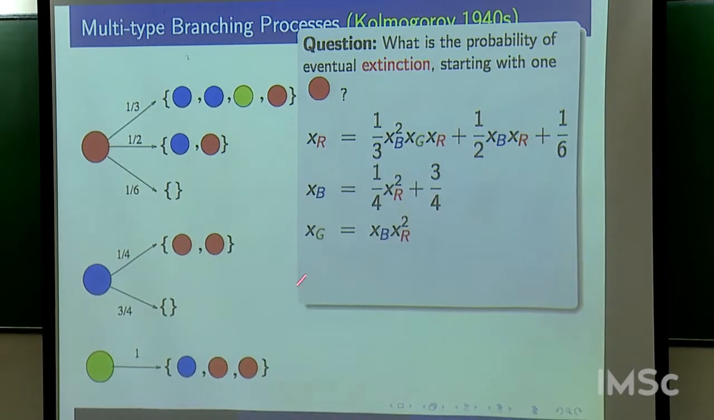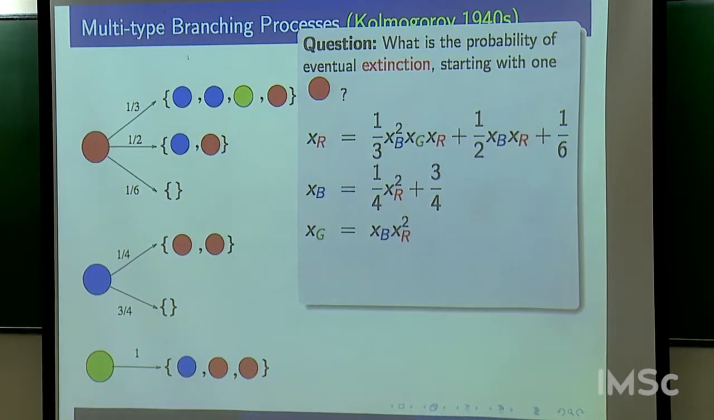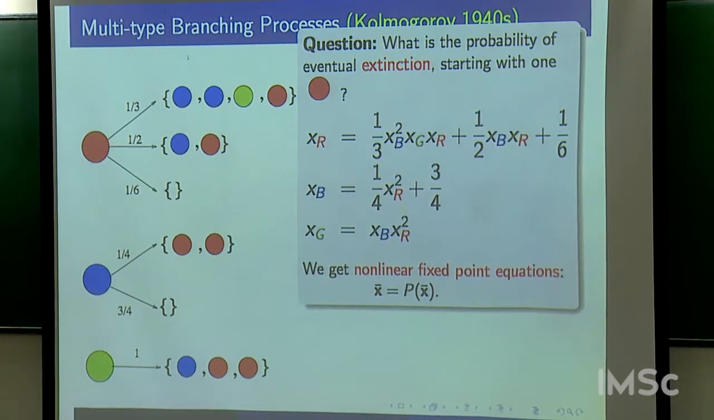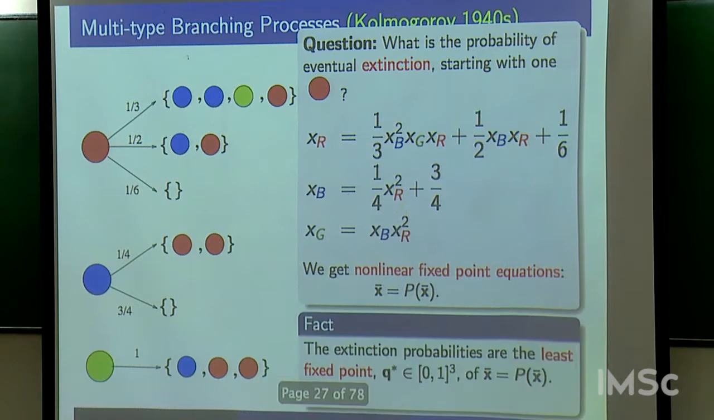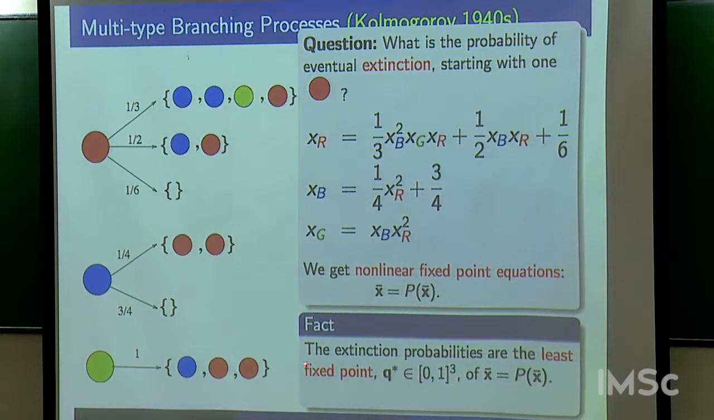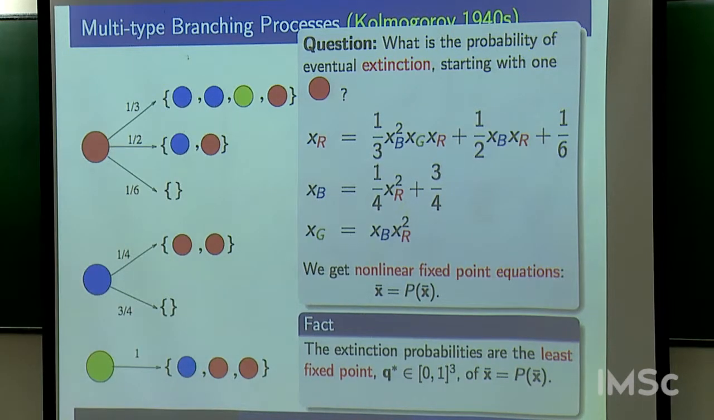Likewise, I'll write similar equations for blue types and for green types. So lo and behold, we get nonlinear fixed point equations, in fact polynomial fixed point equations, n equations in n variables, right? 3 equations in 3 variables. The fact is that, and this is not difficult to prove, but it requires a proof, the extinction probabilities are the least fixed point, the least non-negative solution of this fixed point equation.